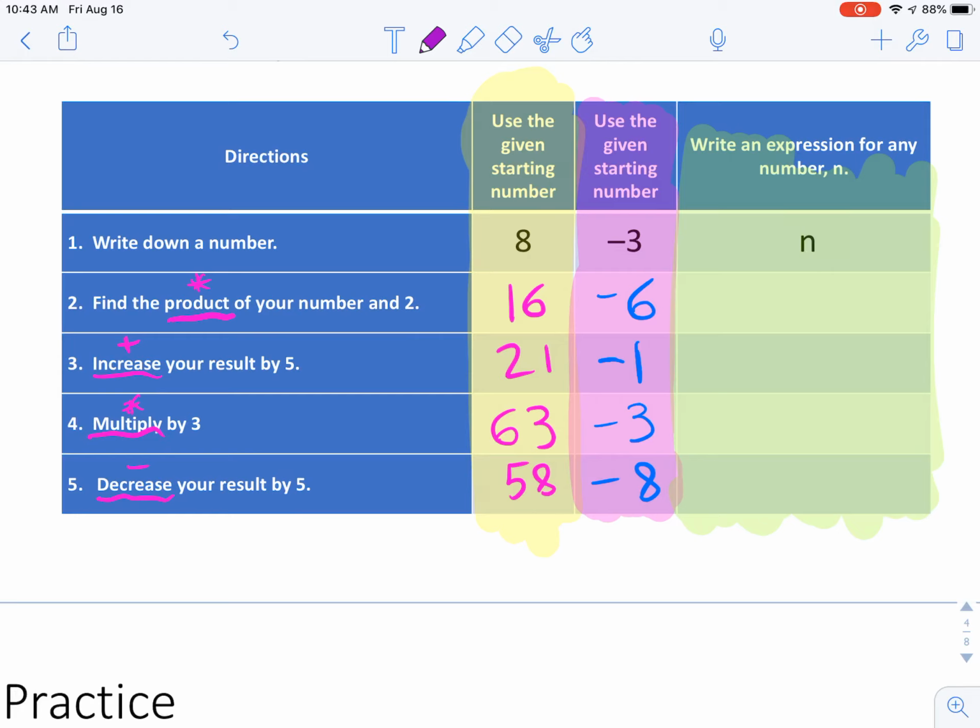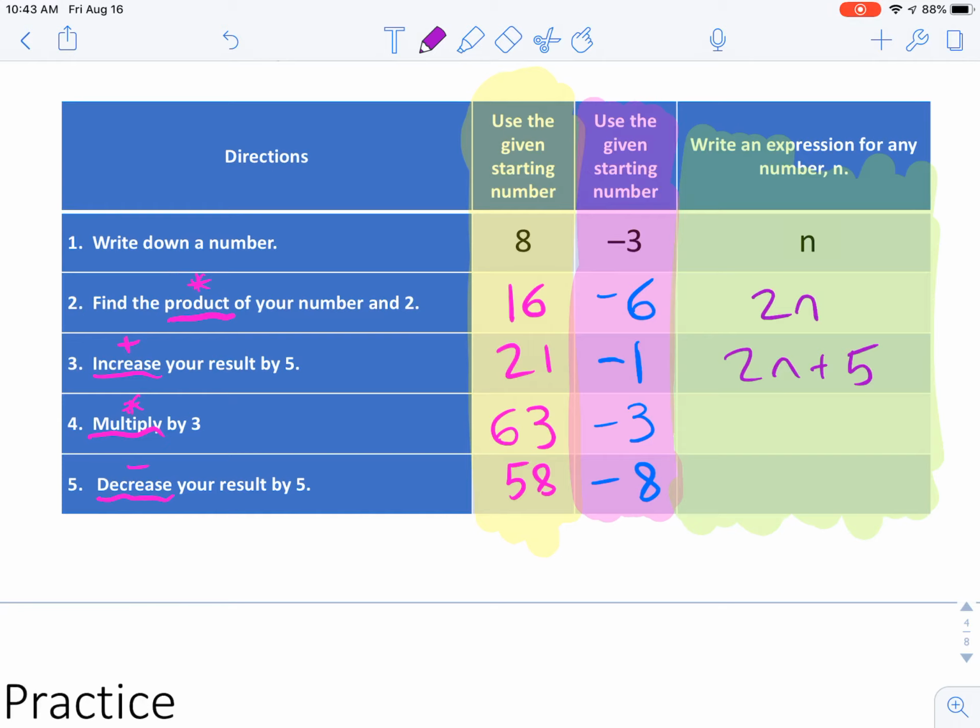Well, an easy way to write that in math is just 2n. That represents 2 times n. We're going to increase that result by 5. Well, we need the 2n. We still need to show that the 2 is next to the n, meaning multiply by 2. But then we need to add 5. So we're going to do that right next to it. 2n, and n still getting multiplied by 2. And now we're adding 5 to it. 2n plus 5.